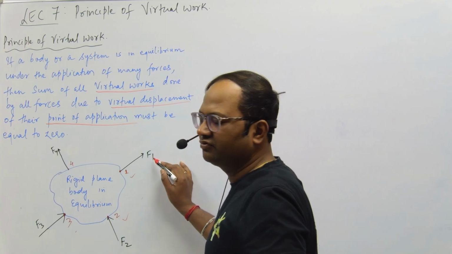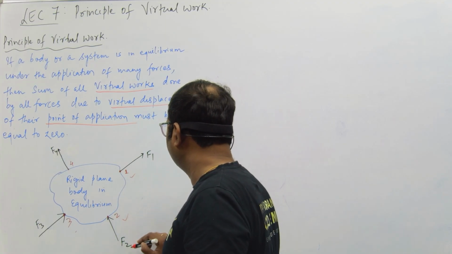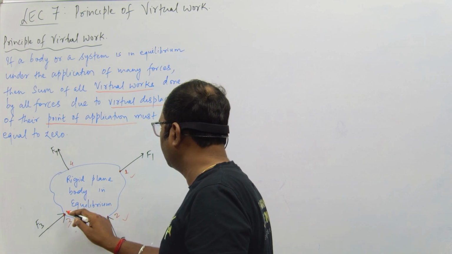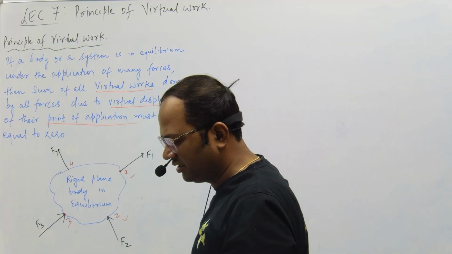The force F1 is acting at point 1, which is the point of application. F2 is acting at point 2, F3 is acting at point 3, and F4 is acting at point 4. Let us discuss this in detail.